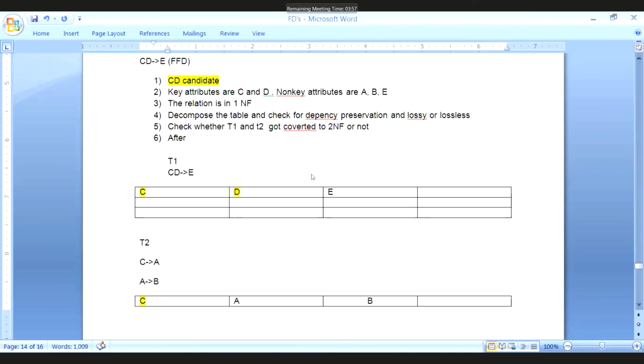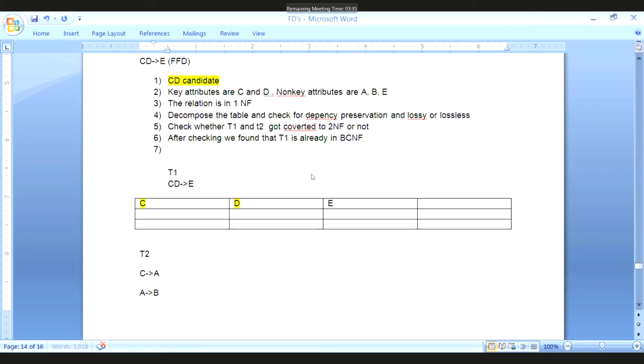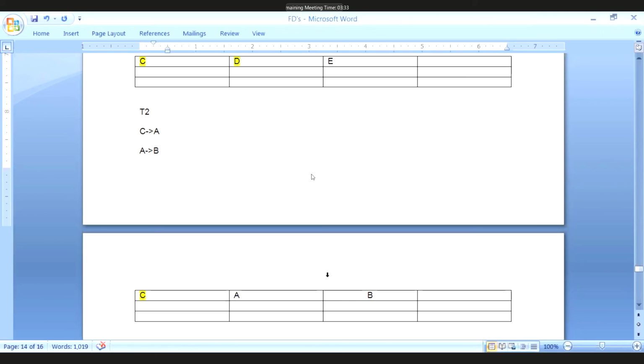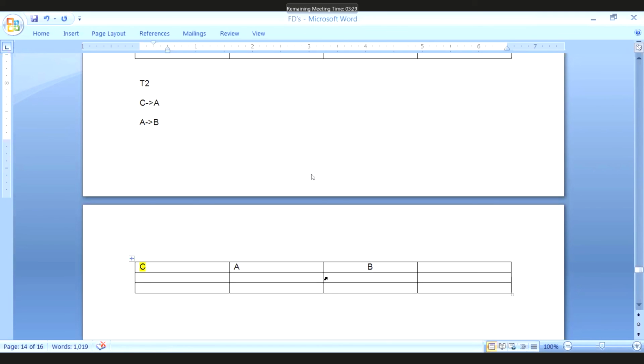After checking, we found that T1 is already in BCNF. Okay. Now check for T2. Is T2 in 2NF? Yes, ma'am. It is in 2NF because no partial dependencies are there, isn't it? No non-key is partially dependent on the candidate key. And is T2 in 3NF?